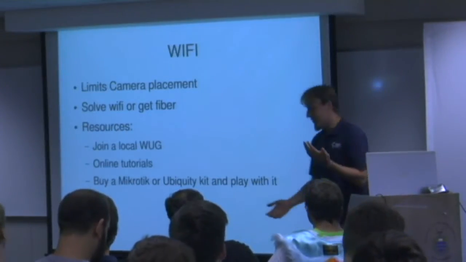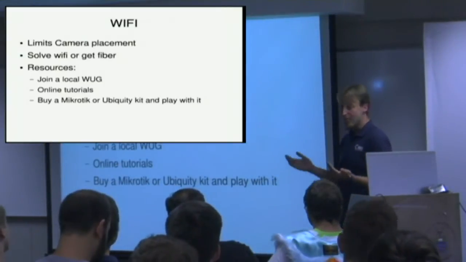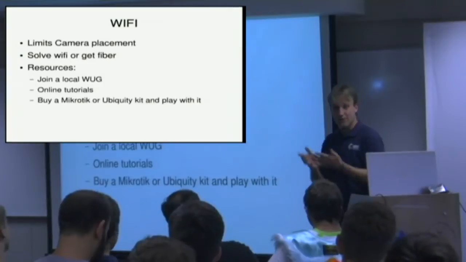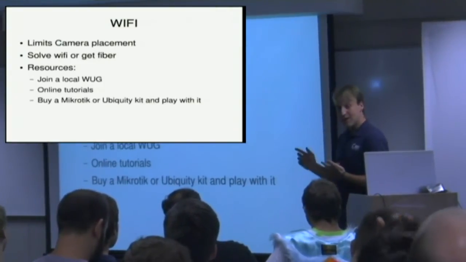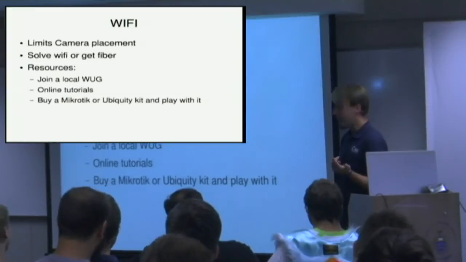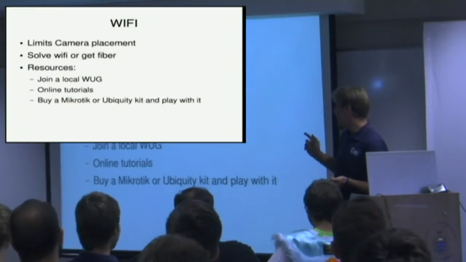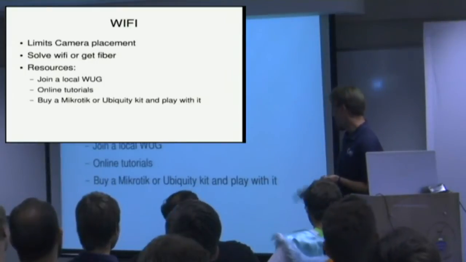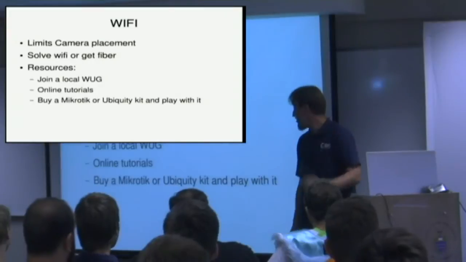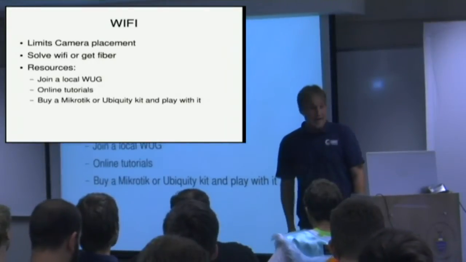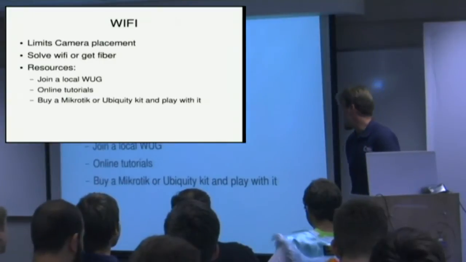A quick intro to that is if you're doing it in your neighborhood, you're probably going to want to have the cameras not in front of your yard, but actually at important crossings, which means Wi-Fi becomes a very important thing, or fiber if you're really, really rich. So if you do get to that point, join a local WUG, do some online tutorials. MikroTik Ubiquity kits are like 600-700 Rand each. Buy some, play with it. Good luck. It's not the fun part of building a camera network.